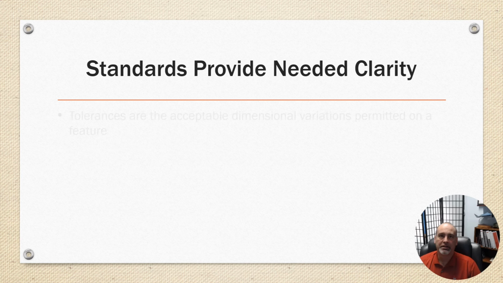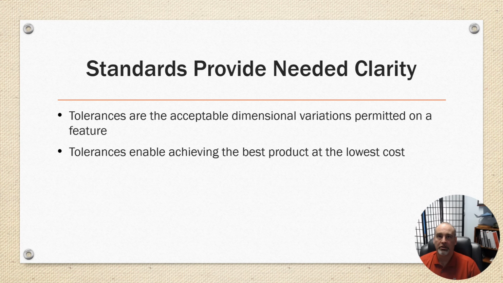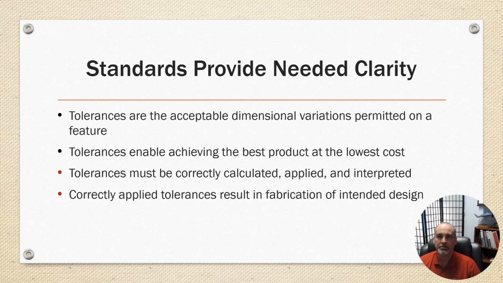Standards provide needed clarity. Tolerances are the acceptable dimensional variations permitted on a feature. So how much can that feature vary and the design still work as intended? Tolerances enable achieving the best product at the lowest cost. Tolerances must be correctly calculated, applied, and interpreted. And correctly applied tolerances result in fabrication of the intended design.